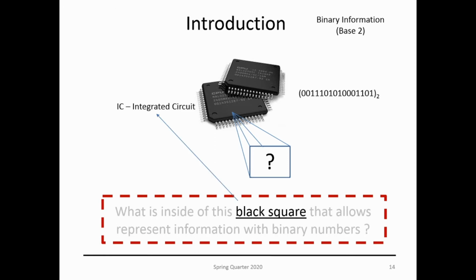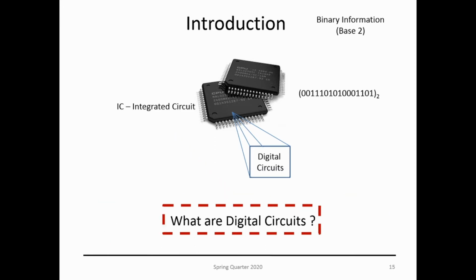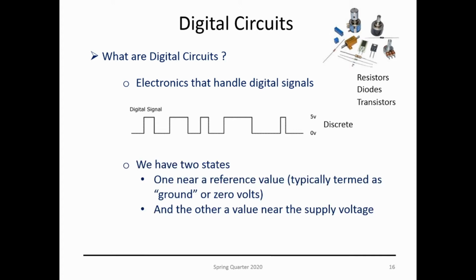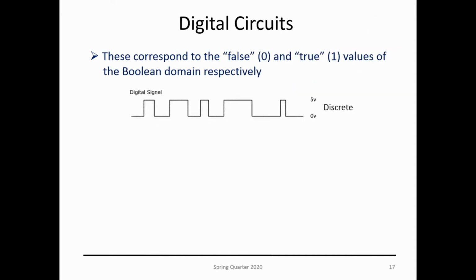Well, this black square, again, is what we call an integrated circuit, and inside we have what's called digital circuits. What are digital circuits? Well, digital circuits are electronics that can handle digital signals, so 0 and 1, or 0 volts and 5 volts, and are made by using resistors, diodes, transistors, and a bunch of electronic components. We have normally two states, one near a reference value, typically what we call ground or 0 volts, and another one near the supply voltage.